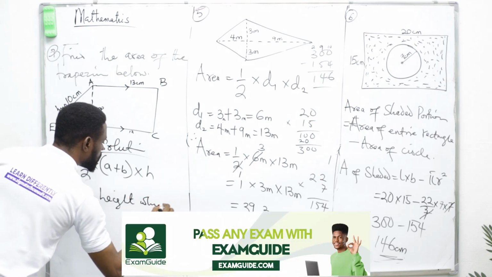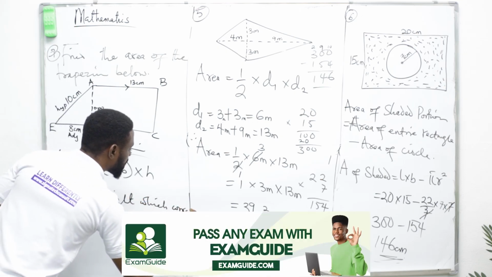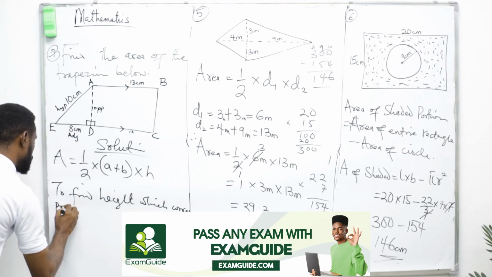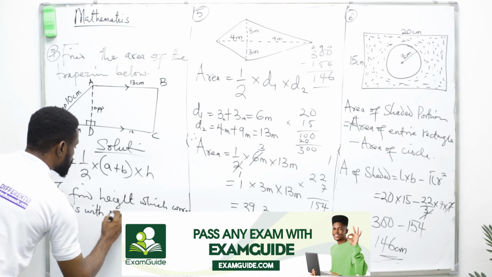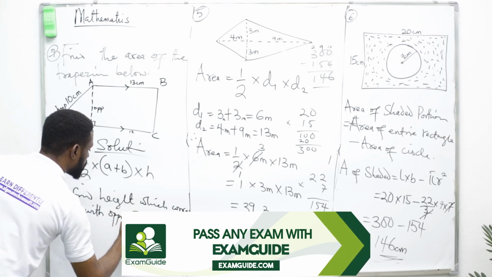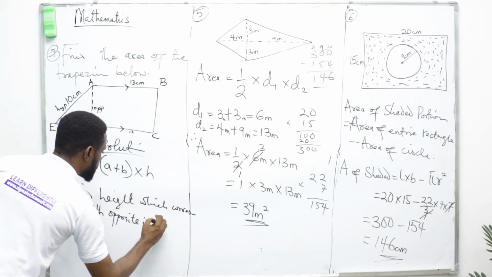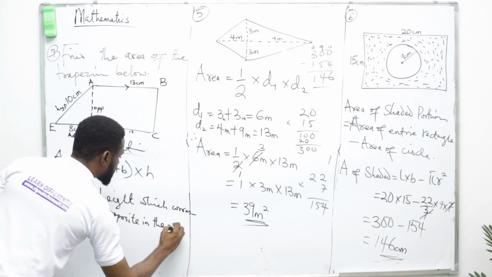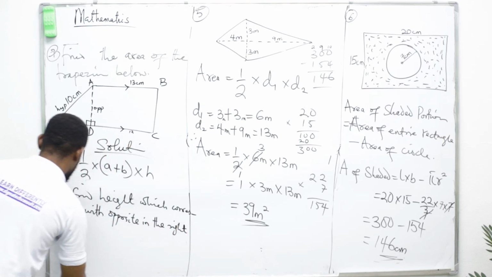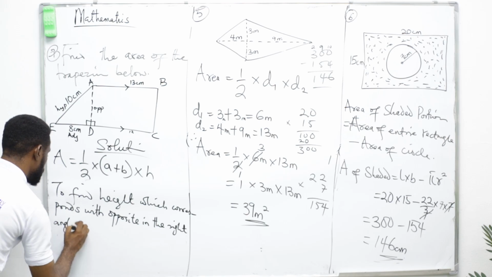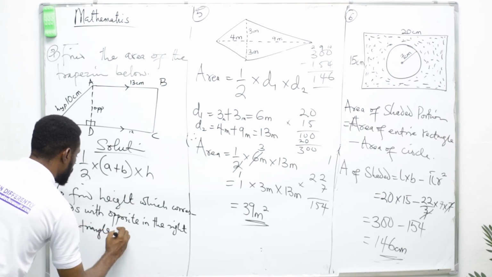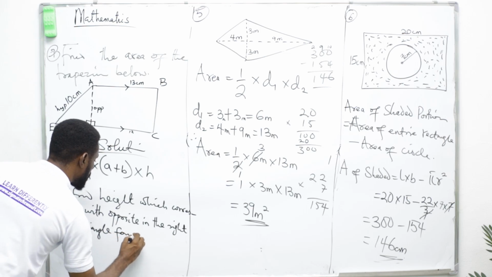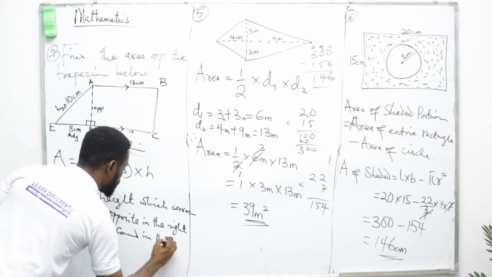So to find height, which corresponds with the opposite in the right angle triangle found in the figure.